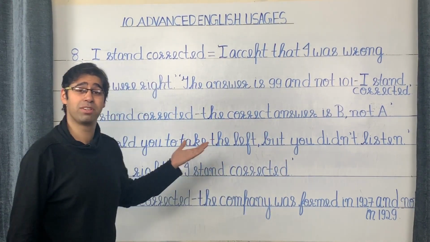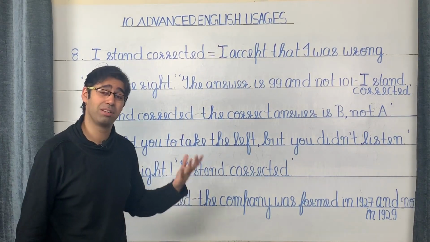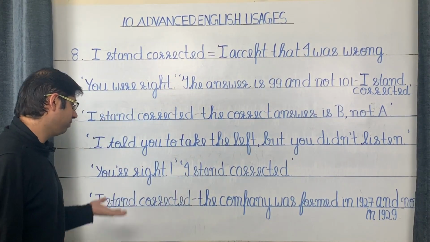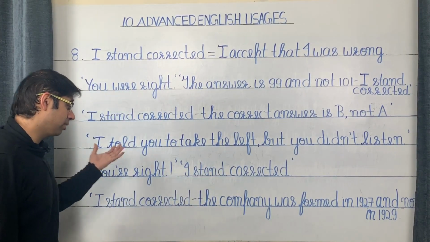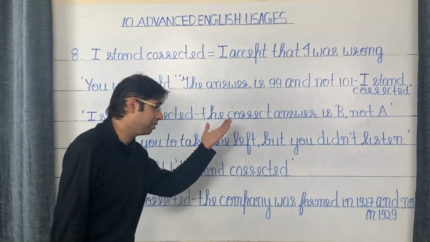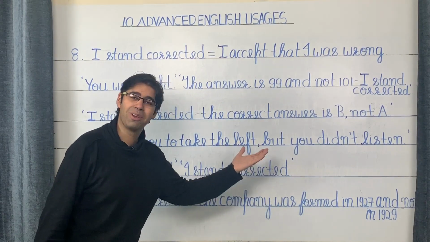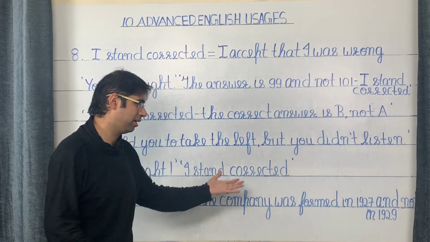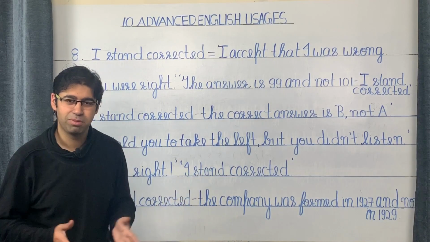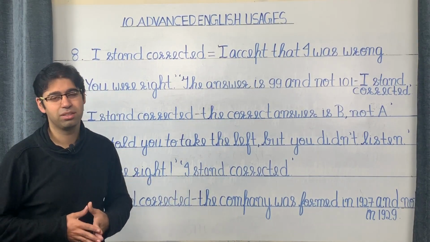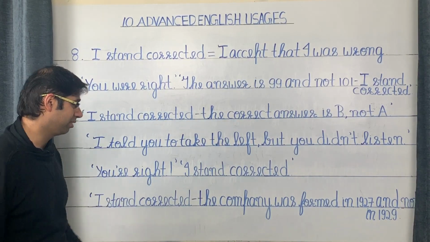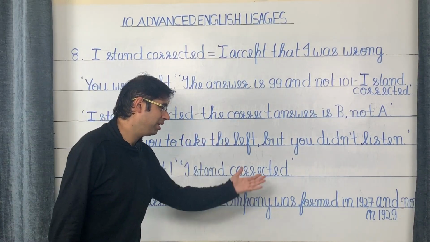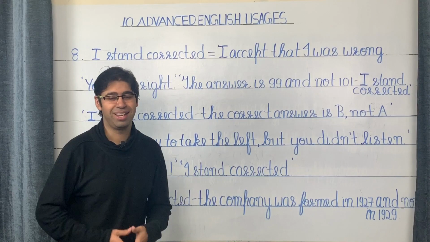And to that, the driver responds once they find out that they've gone wrong, you're right. I stand corrected. And a final example, I stand corrected. The company was formed in 1927 and not in 1929. A fact about the establishment of a company, they were not too certain about the date, and once they find out, they accept that as I stand corrected. The company was formed in 1927 and not in 1929.